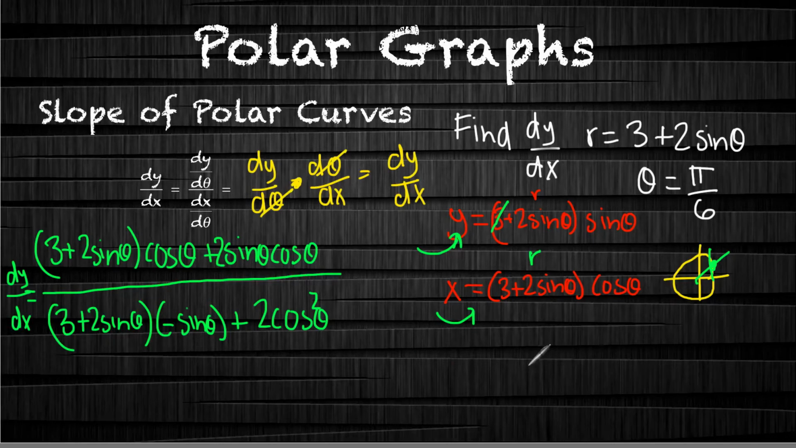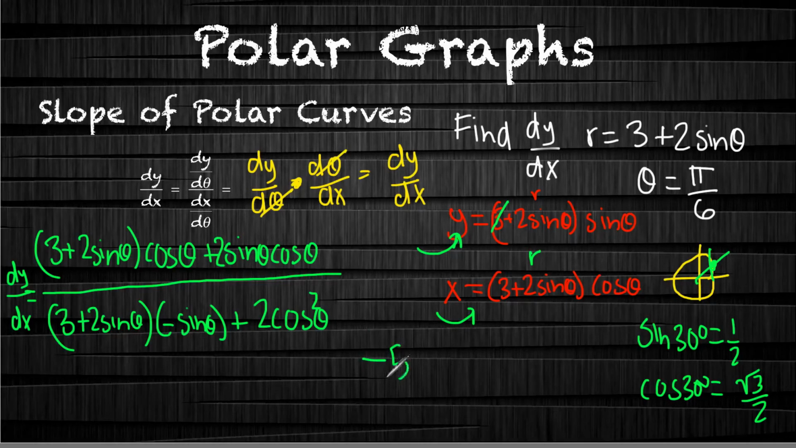dx. And so now we just need to plug in. Well, our angle's 30 degrees, so we remember our sine of 30 is 1/2, and our cosine of 30 is going to be root 3 over 2. So to save time, you plug in all of those answers there, and you will end up getting an answer of negative 5 root 3. And so that would be the slope of the line at that point.